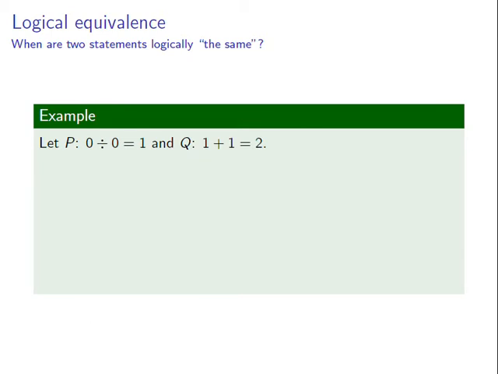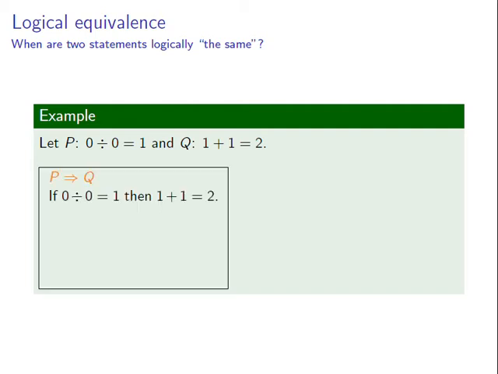To illustrate, let P be the proposition 0 divided by 0 equals 1, and let Q be the proposition 1 plus 1 equals 2. The statement P implies Q is: if 0 divided by 0 equals 1, then 1 plus 1 equals 2. Its contrapositive is: if 1 plus 1 is not equal to 2, then 0 divided by 0 is not equal to 1. These two statements are logically equivalent.